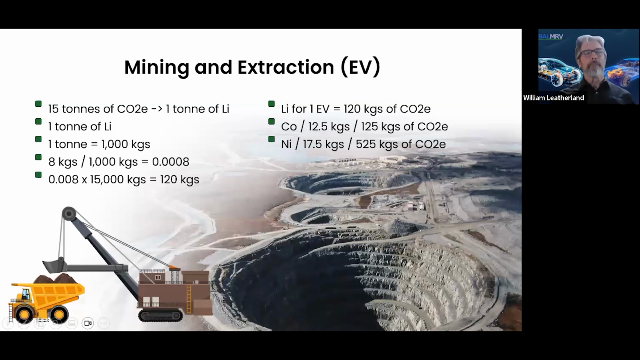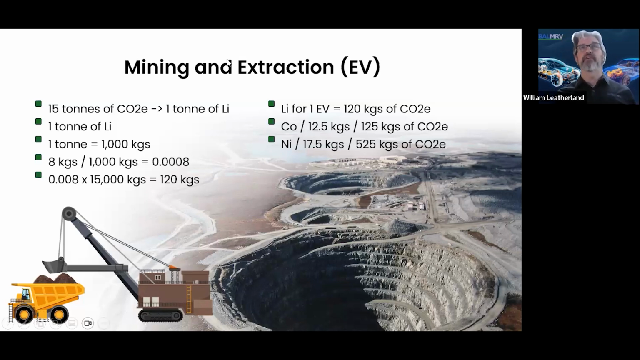So for one battery, it takes 8 kilograms, you see right here, of lithium to make 1 lithium ion battery for an EV. So we divide that 8 kilograms by 1,000, we get 0.008. It should be 0.008, not 0.0008, so forgive me for that. You can see I got it correct here. So we multiply that 0.008 factor by the 15,000 kilograms of CO2 equivalent, because 15 tons would be 15,000 kilograms. And to get the lithium for 1 battery, 8 kilograms, it would be about 120 kilograms of CO2 equivalent.